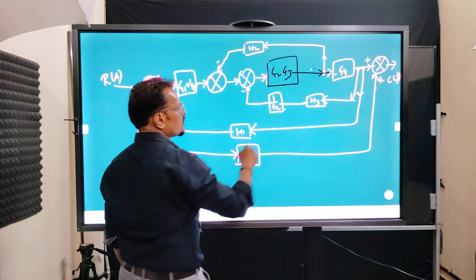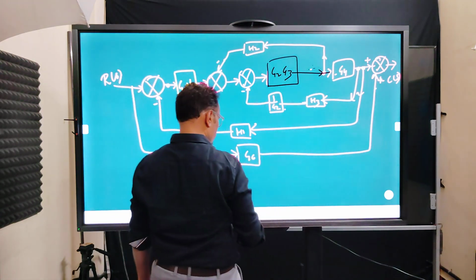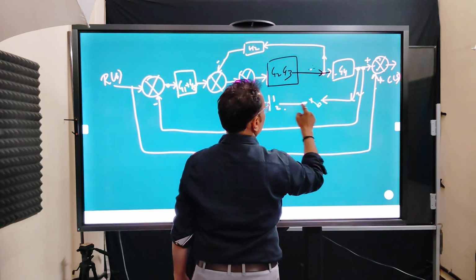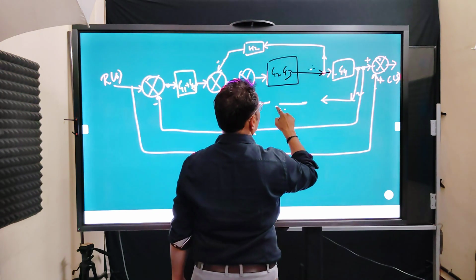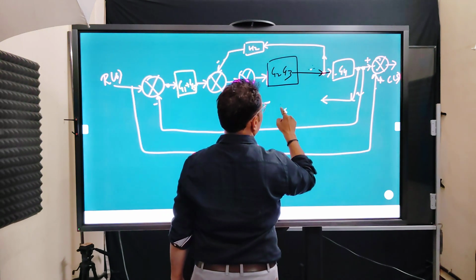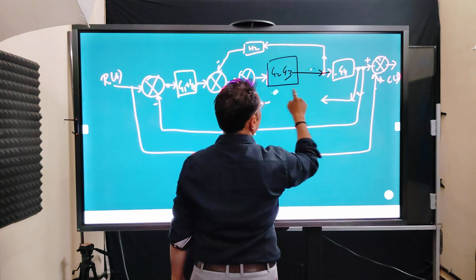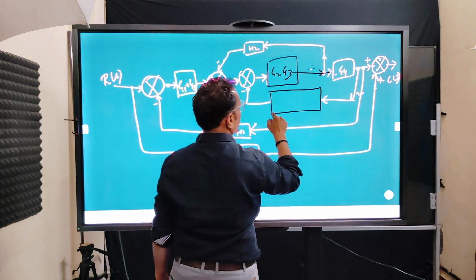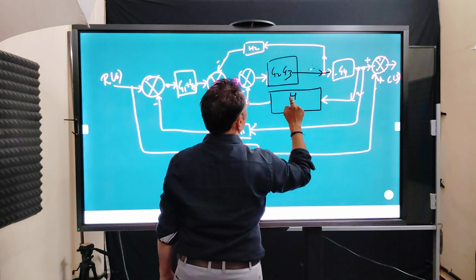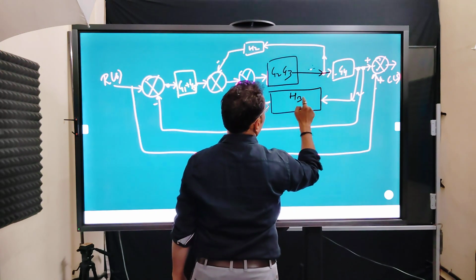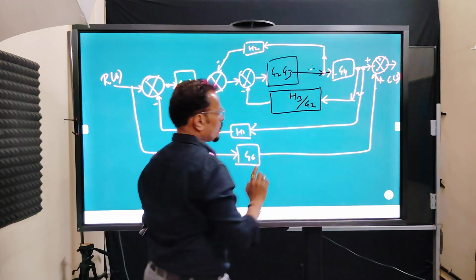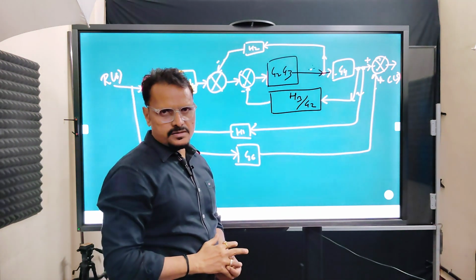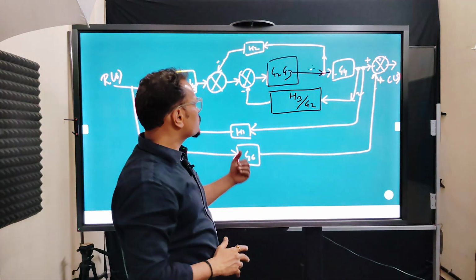Or here as well, these two blocks can be replaced with one block. I'll be getting that one block as H3 divided by G2. Got it? Understood this? Now we'll move to the next rule.